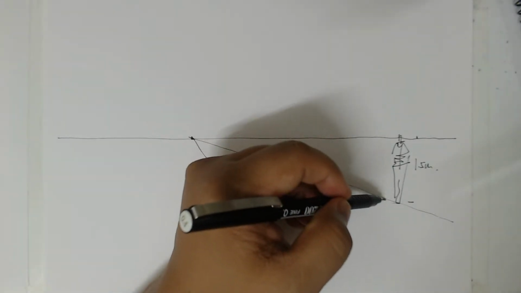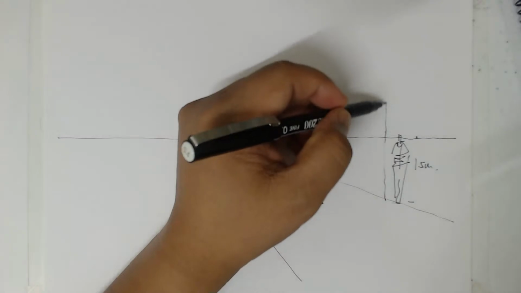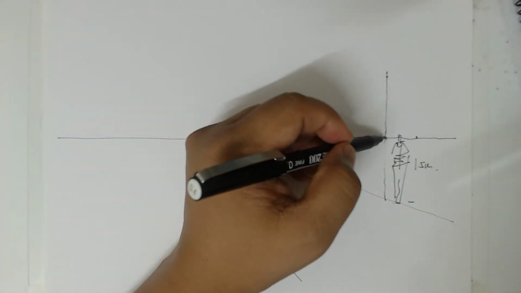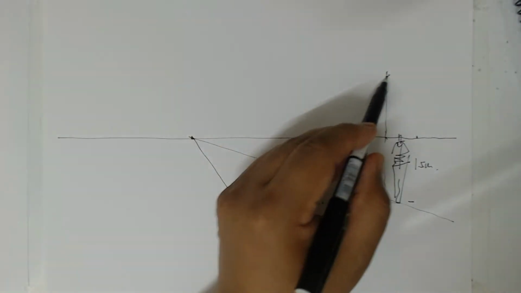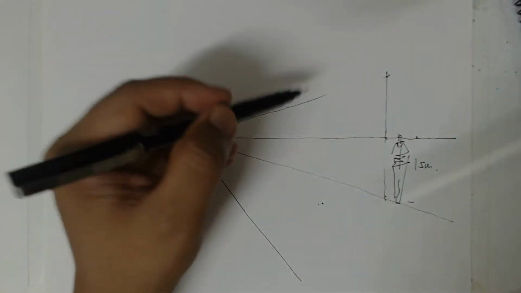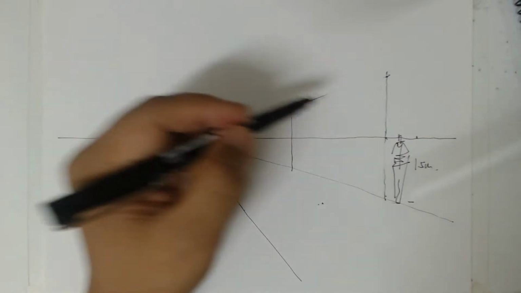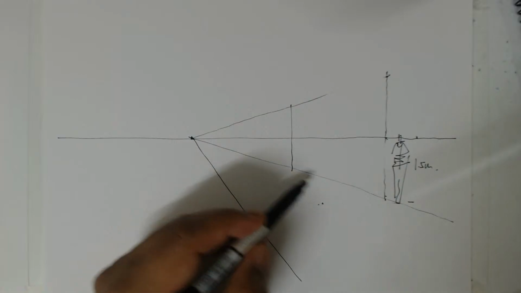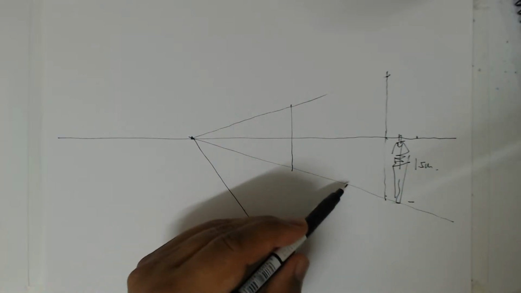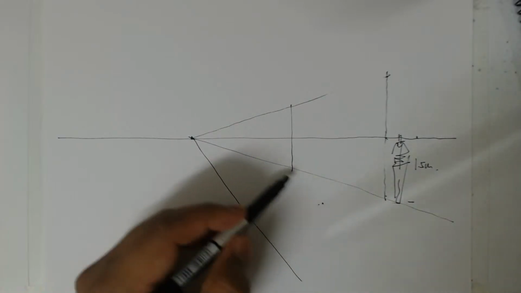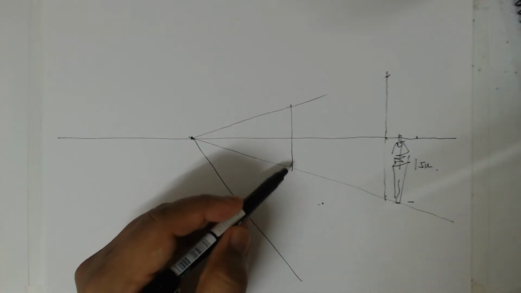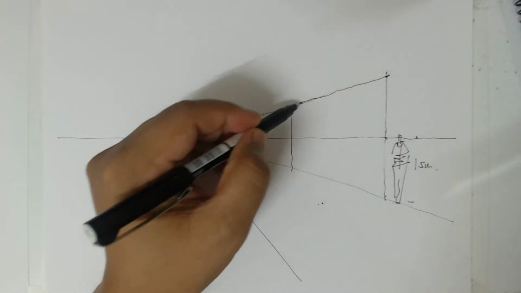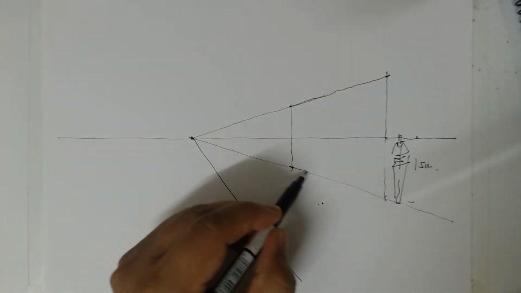So I'm going to sketch a building with a height of 3 meter. How do I get the 3 meter? 1.5, another 1.5, and you just project that line to the vanishing point. Then you have a building facade with a size of 3 meter width, 3 meter height, and more or less 5 or 6 meter width for the shop. So that is the facade of that building.